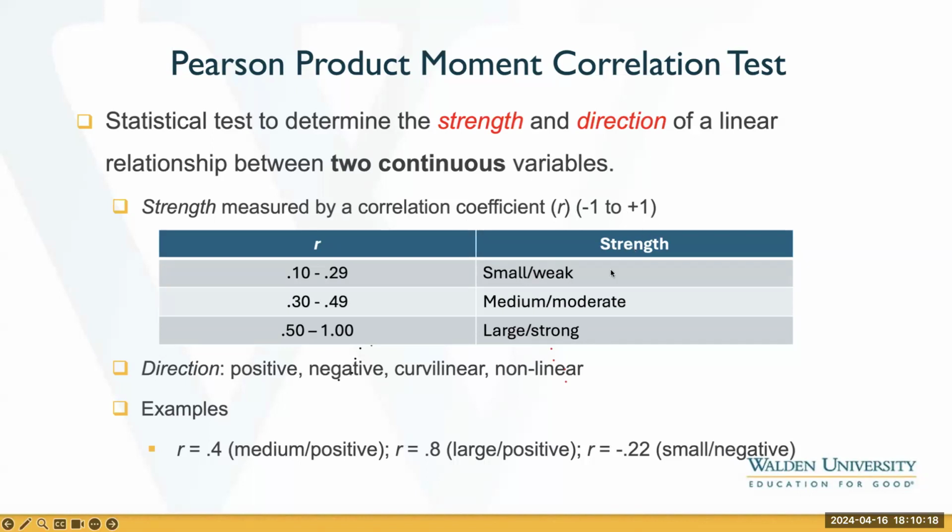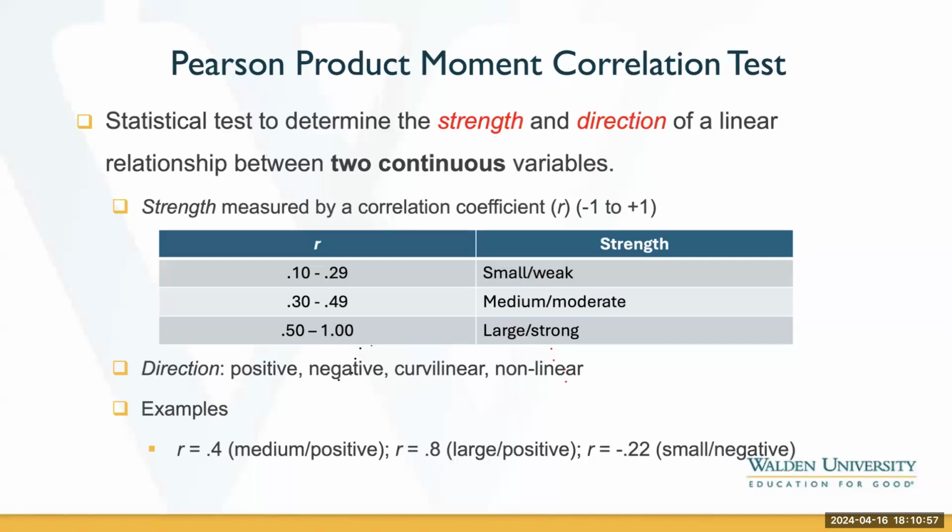Now, what we look at when we talk about the strength is that a value from about 0.1 to 0.29 is what we consider small. And disregard the negative or the positive because it means the same thing either way. We get a medium or moderate relationship when we get to 0.3 to 0.49, and anything 0.5 and greater is a large or strong relationship. So as we did with other tests, when we start looking at the output, we will now be able to understand the strength of the relationship.